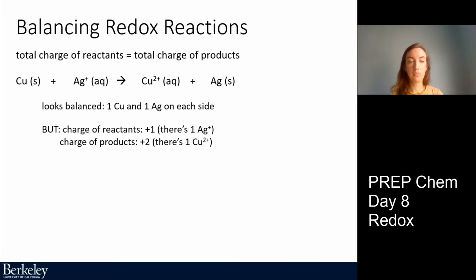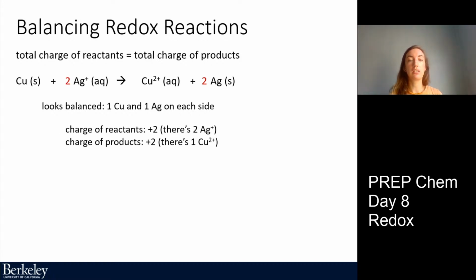So what we need to do is change our stoichiometric coefficients so that atoms are still balanced. The atoms always still need to be balanced, but so that our charge is now also balanced. So now I have 1 copper and 2 silvers on each side, but my charge is balanced. I have 2 Ag pluses on my reactant side, so that's a total of a +2 charge, and 1 +2 copper atom. So that's a +2 charge as well.